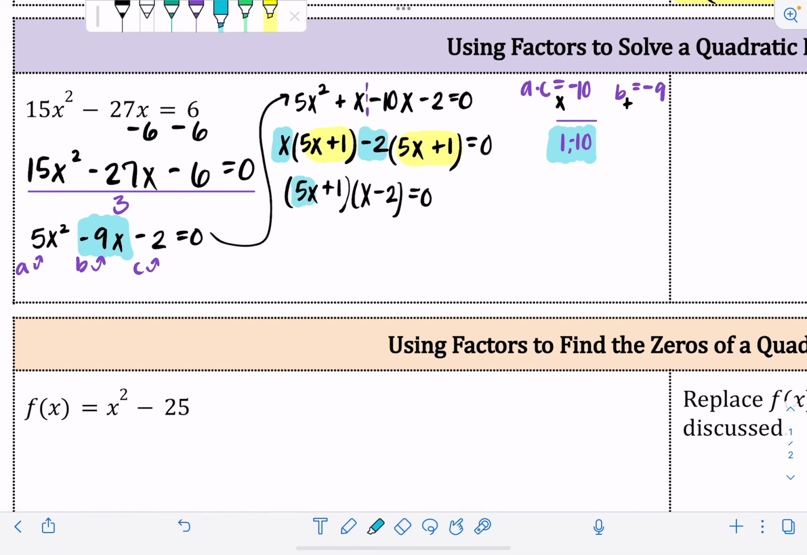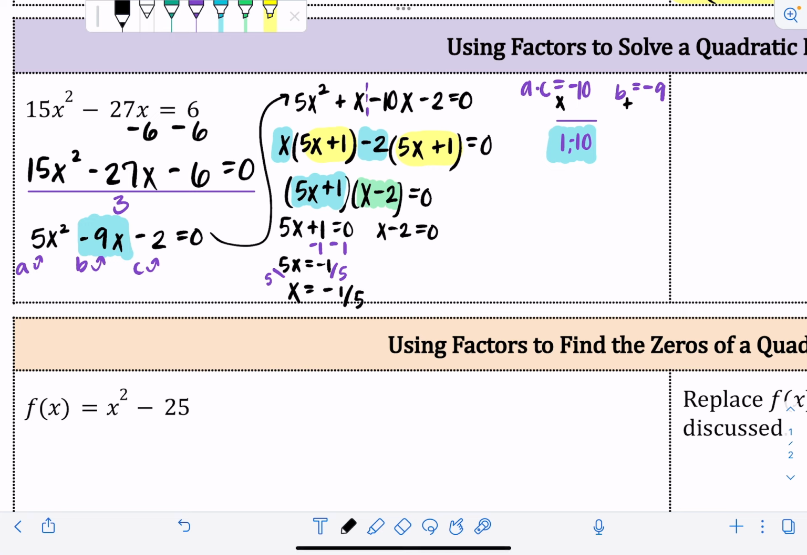And now we set each factor equal to 0. So this is one factor. This is another factor. They each equal 0 in their own equation. So 5x plus 1 equals 0, and x minus 2 equals 0. And then we solve each separately. So for the 5x plus 1, I'd have to subtract the 1 over. So I would get 5x equals negative 1. And then I would have to divide both sides by 5 to get the x by itself. So I'd end up with x equals negative 1/5 as one of my solutions.